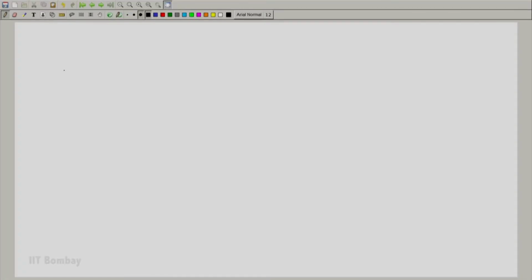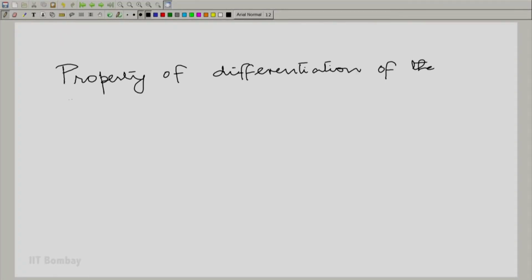For that, we need to now establish property 5, the next property of the Laplace transform and the Z transform. Let us do that. So, we need to establish what is called the property of differentiation.